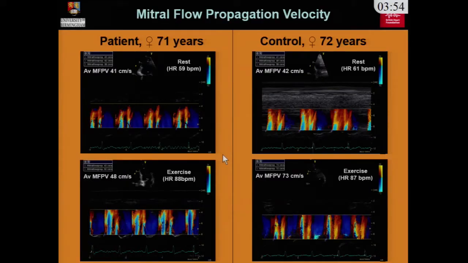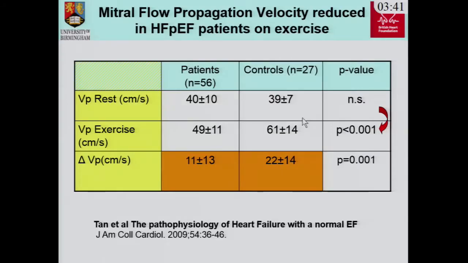So the other way we can measure it is the mitral flow propagation, which I think many of you know about. It's not an easy technique, but if you measure the slope of this relationship, you can get some measure of how fast the blood is going into the ventricle.